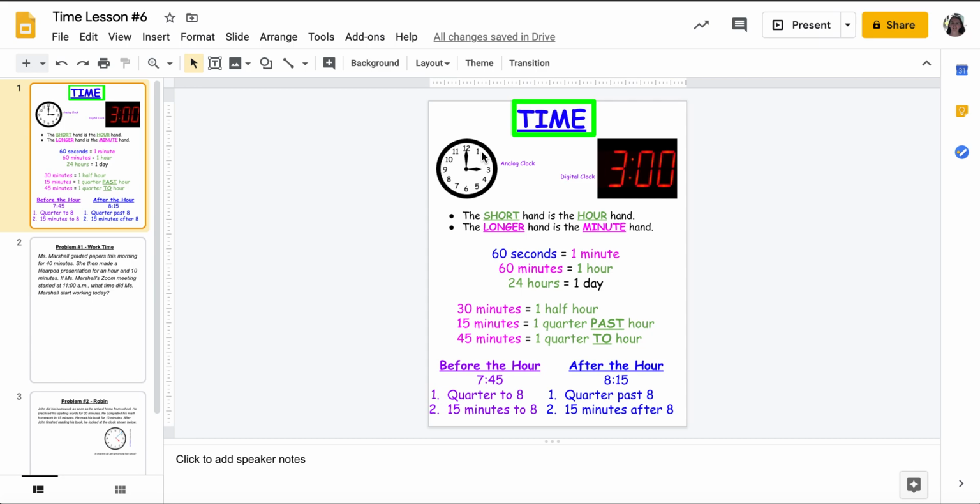Also, don't forget that 30 minutes means half past an hour. If my minute hand's on the 15 minutes, it means it's a quarter past the hour. And if my minute hand is on the 45th minute, it's a quarter to the next hour. Remember, my minutes are counted by 5, 10, 15, 20, 25, 30, 35, 40, 45, 50, 55, and then we don't say 60. It just goes back to 00 for the new hour. So there's our review of our anchor chart.